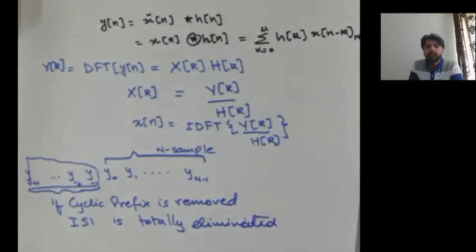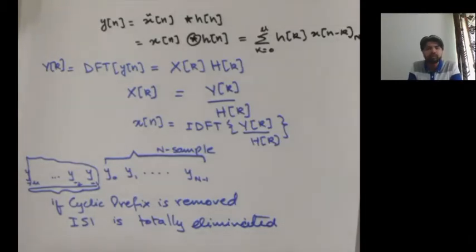And hence, by the use of this cyclic prefix, you totally eliminate the inter-symbol interference. So that is one added advantage of the cyclic prefix. One advantage was that it converts the linear convolution into a circular convolution, and an added advantage is that the inter-symbol interference is totally eliminated by the use of this cyclic prefix.